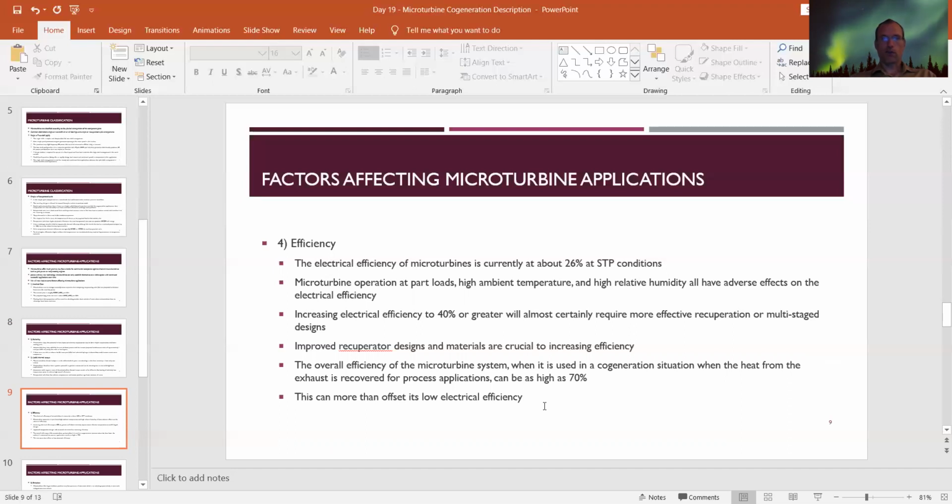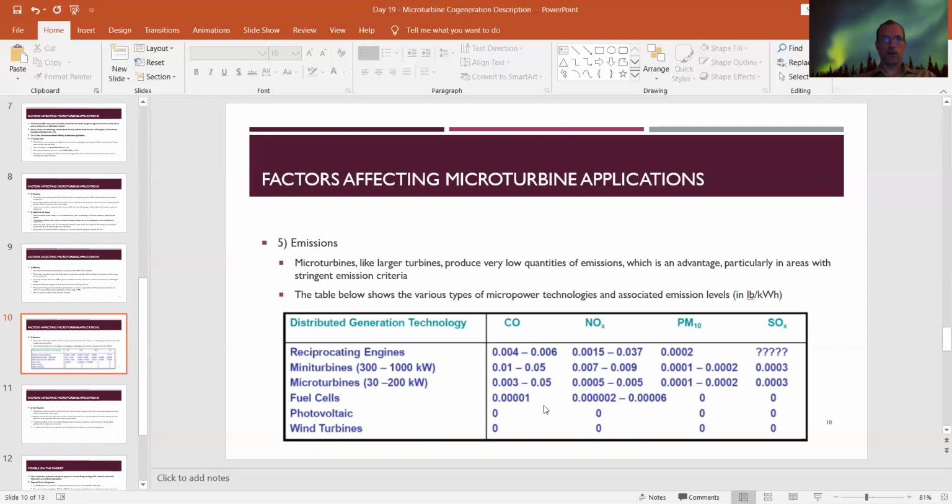Now the overall efficiency of a microturbine system when it's used in a cogeneration situation. If I'm actually taking that heat out of the exhaust stream and recovering it, I can get my total overall efficiency up to about 70%. Even though the electrical efficiency is only about 26%, I can get roughly 40% of the energy back through my heat recovery system. That brings me up to about 70% overall. That more than offsets the low electrical efficiency, because now I'm getting both electricity as well as this additional heat energy out of it.